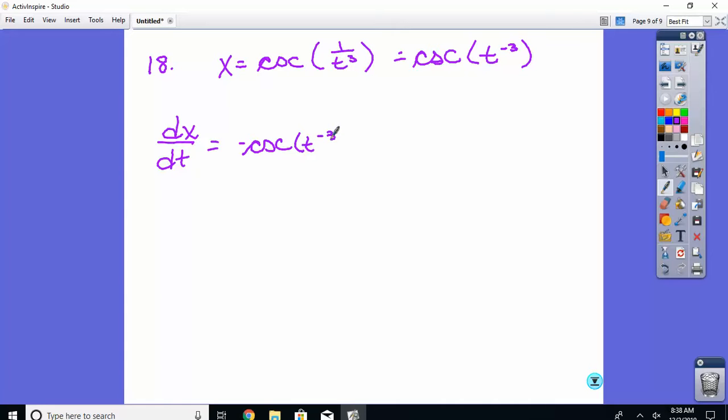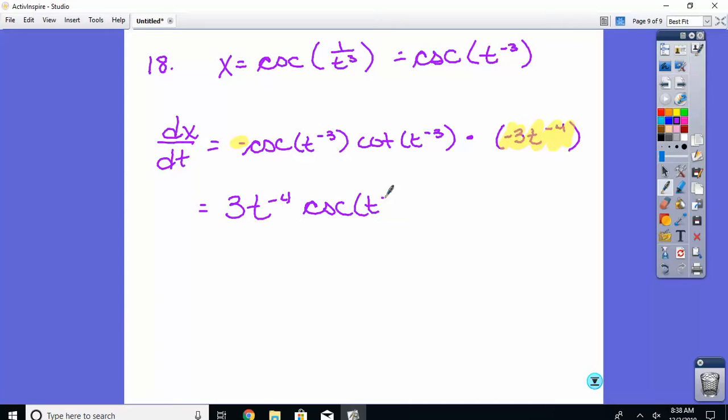Negative cosecant cotangent. The angle stays the same. Times derivative of the inside. Derivative of t to the negative 3 would be negative 3 t to the negative 4. For simplification here, I would ask you to please move that to the front, and then you have two negatives, which make it a positive 3t to the negative 4. And that would be our final answer.